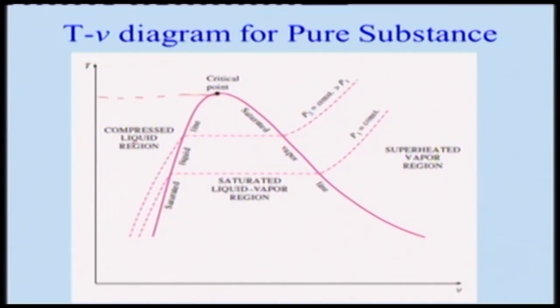And this, as I told, is basically the compressed liquid region, and people also call it the subcooled liquid region. And this is your superheated vapor region, right? In a power plant we always try to use superheated vapors. We need to avoid the saturated liquid and vapor mixtures. So, this is a T-v diagram where the processes can be described.